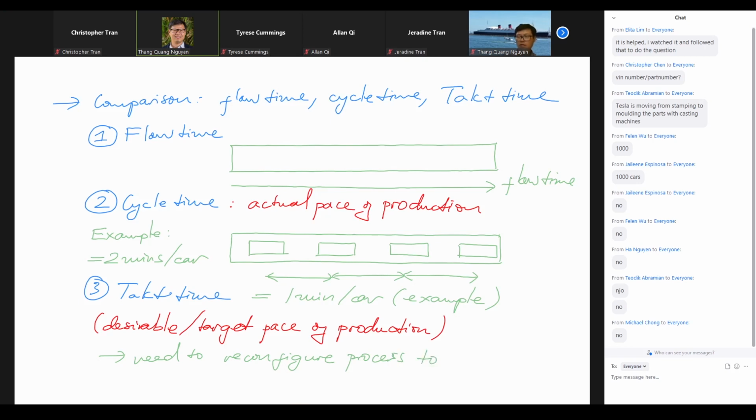So to have the actual cycle time of 1 minute per car, right? So again, the cycle time and the takt time sound very close, but they are subtly different. The cycle time is what is happening right now. That's what we can measure. The takt time is calculated. So that's a goal, that's a target. That's what we want it to be, right? So one is actual, the other is desirable. Okay, so I hope you see the difference between the two.